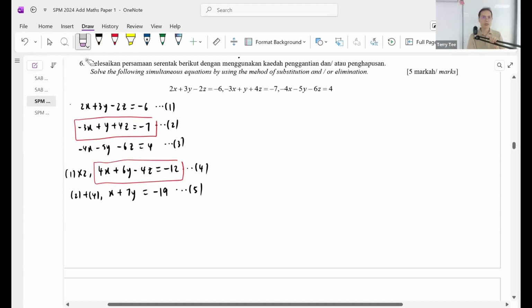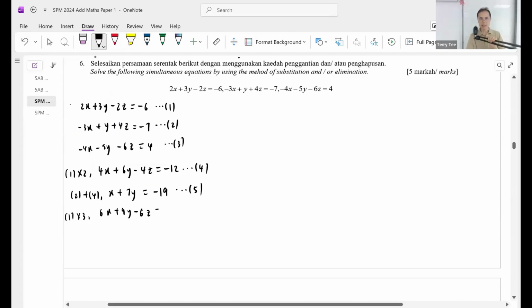Okay. So remember, our goal is to reduce it to a simpler linear equation. Instead of having 3 unknowns, we want to reduce it to 2 unknowns. So I've eliminated z from equation 1 and 2, but I need to eliminate z from equation 1 and 3 as well. So you can see there's a 2, there's a 6. So your equation 1, now you have to multiply by 3. So 6x plus 9y minus 6z equals negative 18. Call this equation 6.